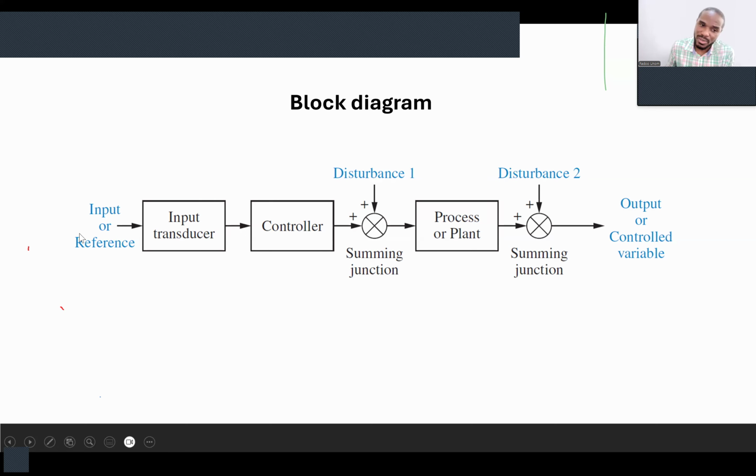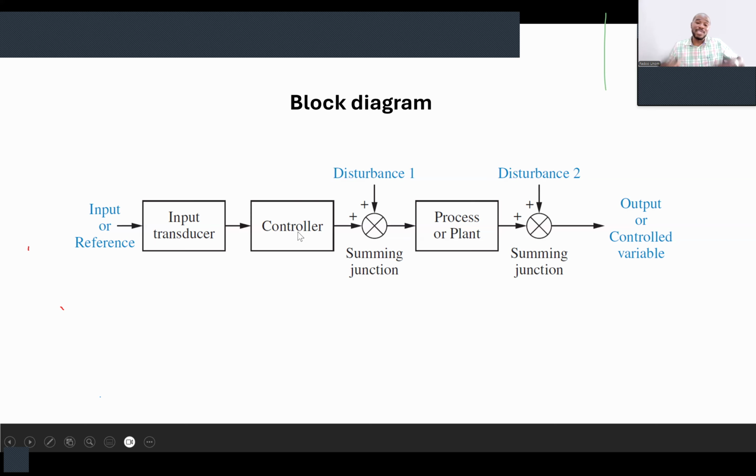You have an input or a reference. It's a physical parameter in the environment. Then you have your input transducer, which is your sensor, that takes that value, converts it to an electrical value, and sends that to the controller. This whole block diagram is the block diagram of a control system, but this particular part of the control system is the controller.